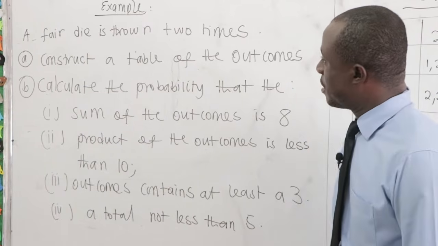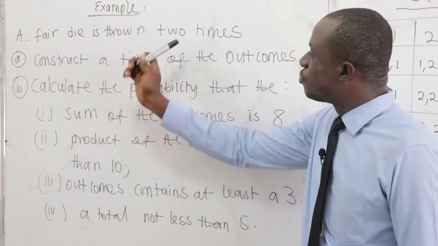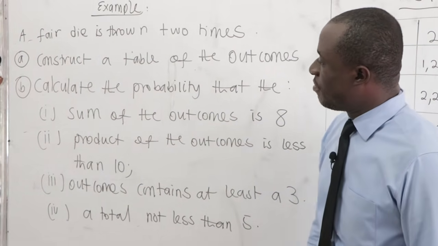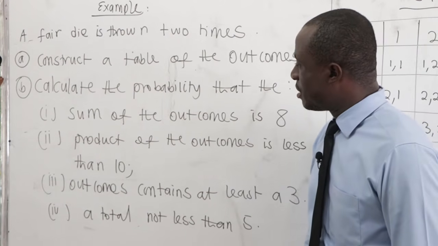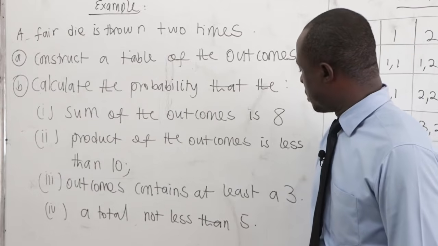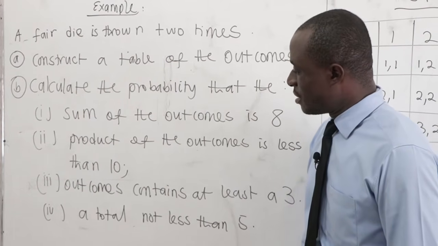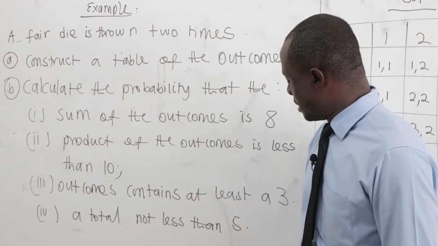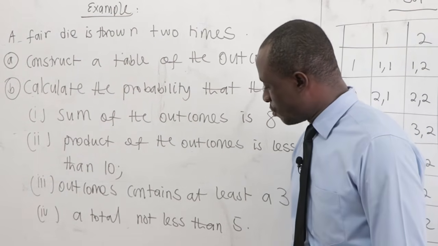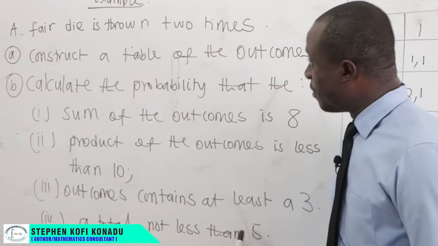Now let's consider this example. A fair die is thrown 2 times. Construct a table of the outcomes. And part B says you calculate the probability that: one, the sum of the outcomes is 8; two, the product of the outcomes is less than 10; then the third one, the outcomes contain at least a 3; and then the fourth one says a total not less than 5.